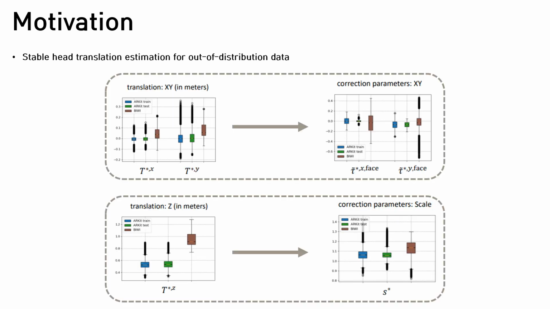We found that by inferring the bounding box correction parameter instead of the head translation, we could reduce the distribution gap between two different datasets. Due to this method of mitigating the distribution gap, TRG can perform stable inference even in cross-dataset evaluations.